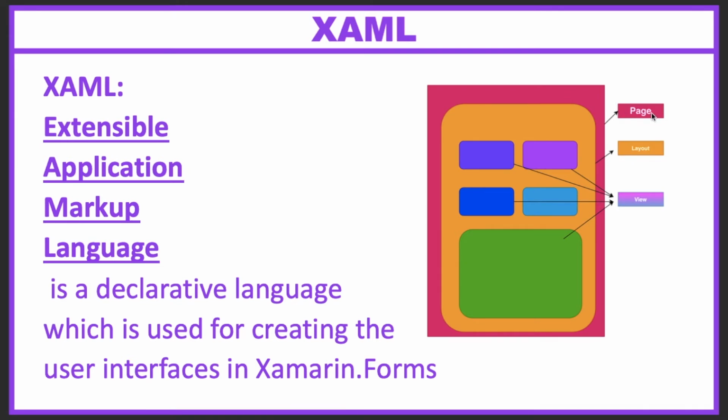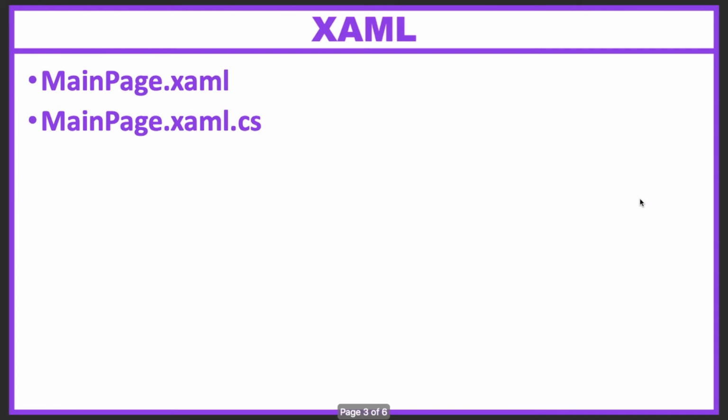First you have the page. Inside the page you have the layout. Inside the layout you have to define the views. In Xamarin you will define all the user interface components in MainPage.xaml, and the functionalities behind these user interface components are defined in MainPage.xaml.cs.